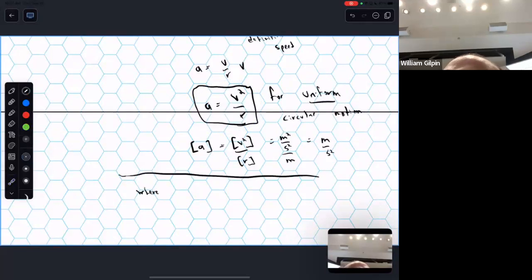So where does acceleration point in uniform circular motion?